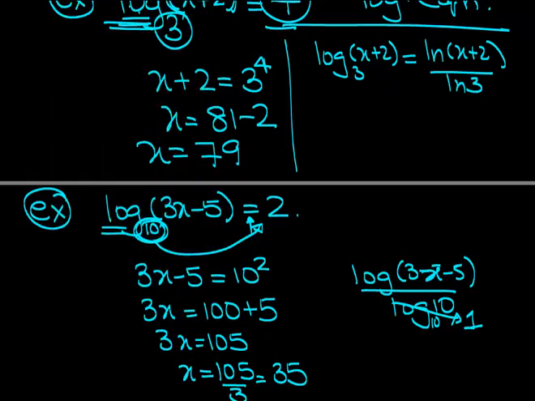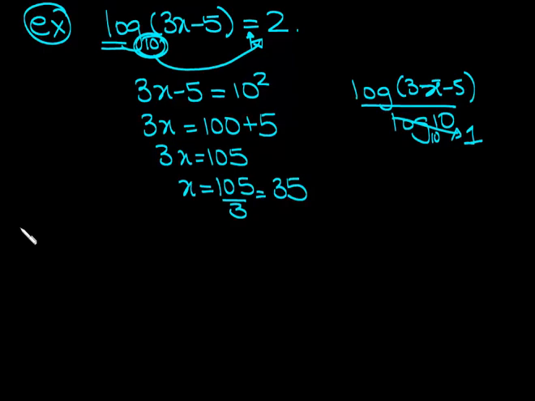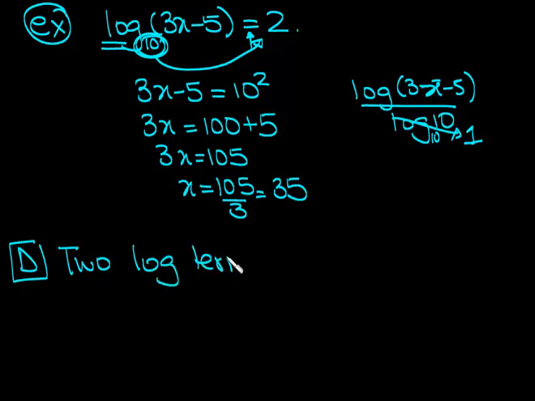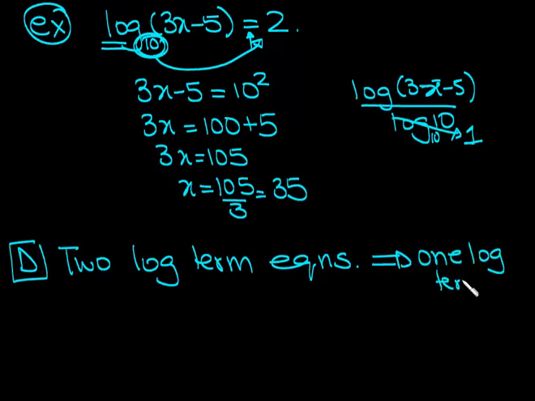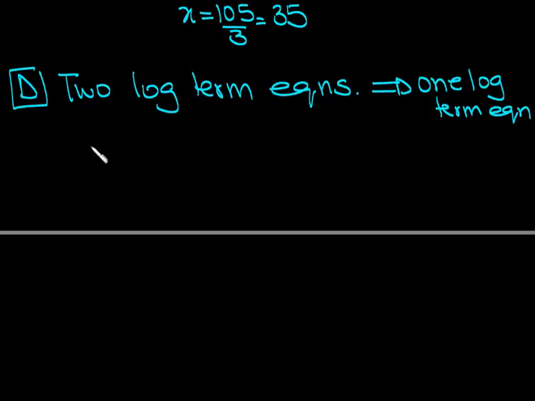That's what we had. That's pretty much it with one-term log equations. So let's move on to the next topic: two log term equations. What we want to do here is basically change this to a one log term equation. Do you guys follow? If you have an equation with two log terms, somehow we want to change it to one log term, and then we know how to solve that. We just did two examples like that. Okay, so let's take a look at that. So how do we do that?